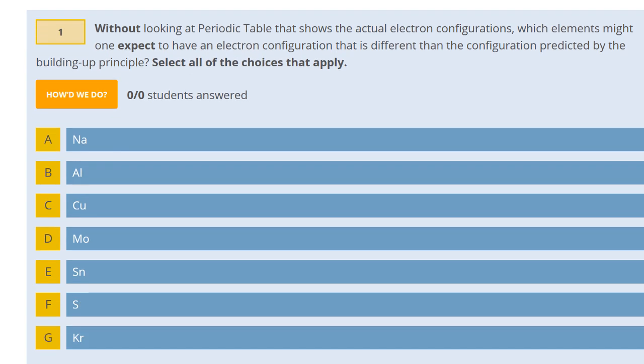Without looking at the periodic table that shows the actual configurations, which elements might one expect to have an electron configuration that is different than the one predicted by the building up principle? So you can look at your periodic table, but again, without looking at the one that we just had up here, where might we expect to find some exceptions?